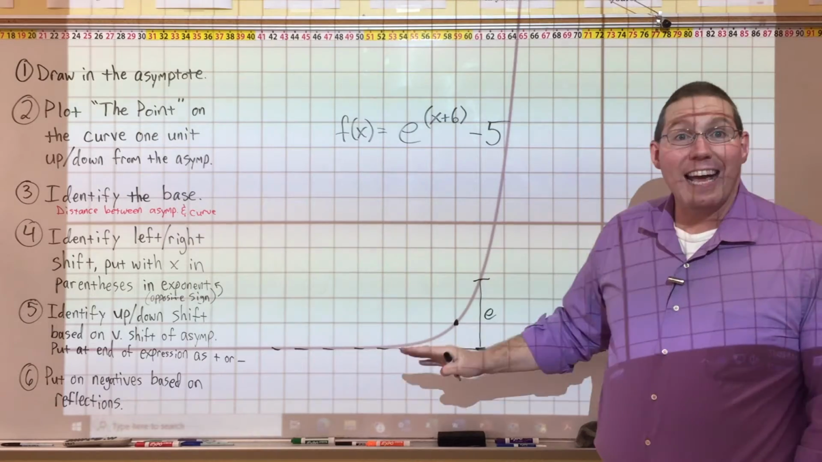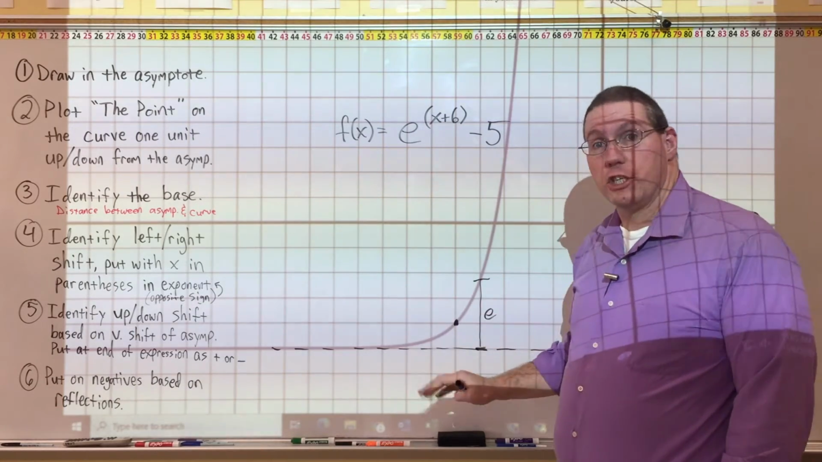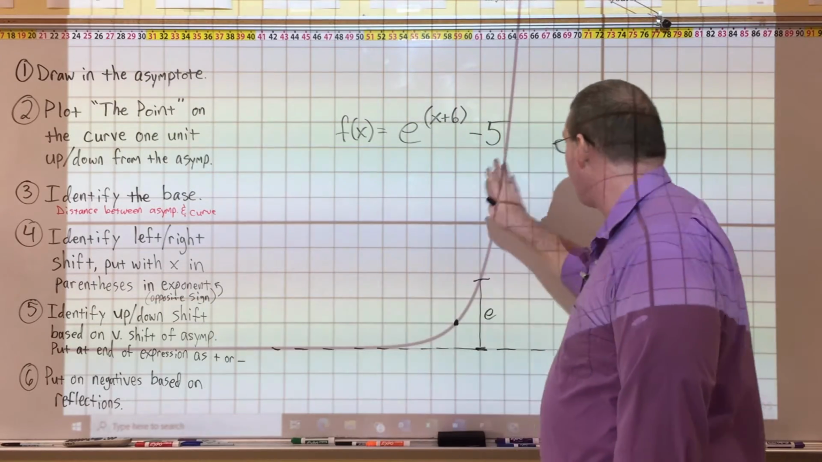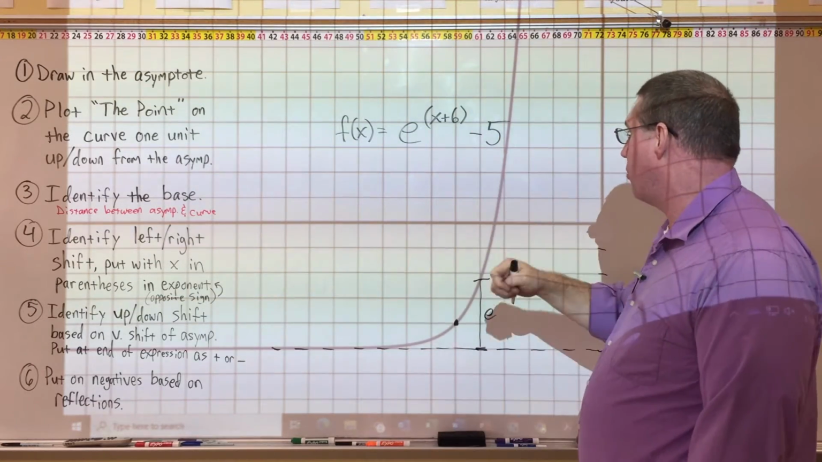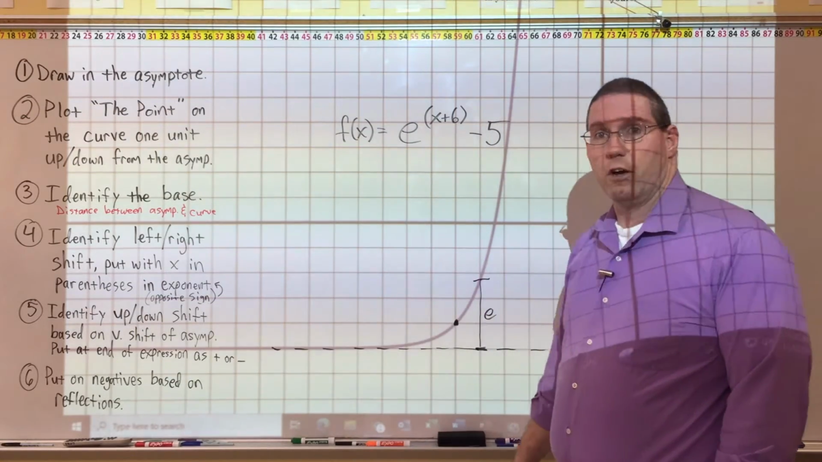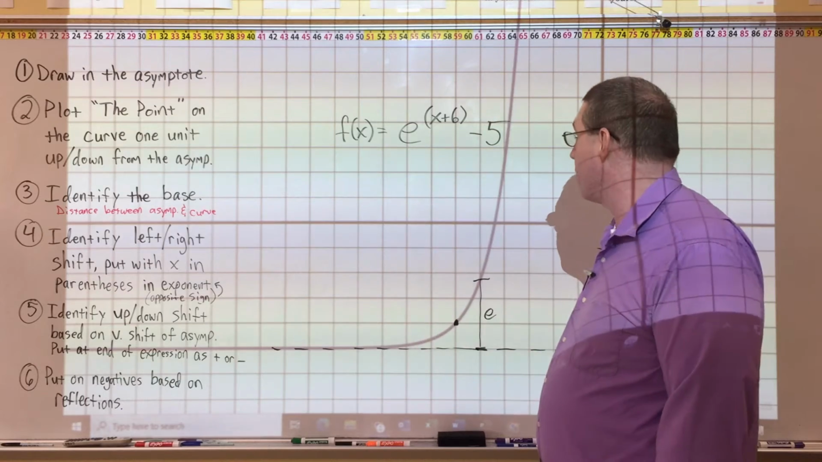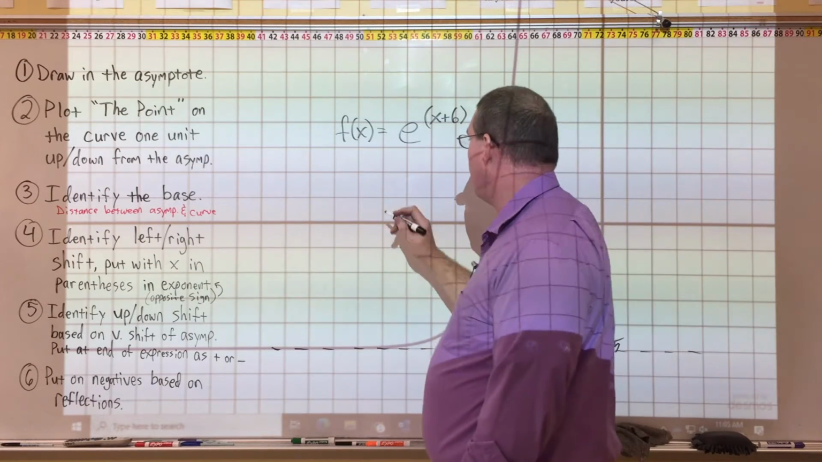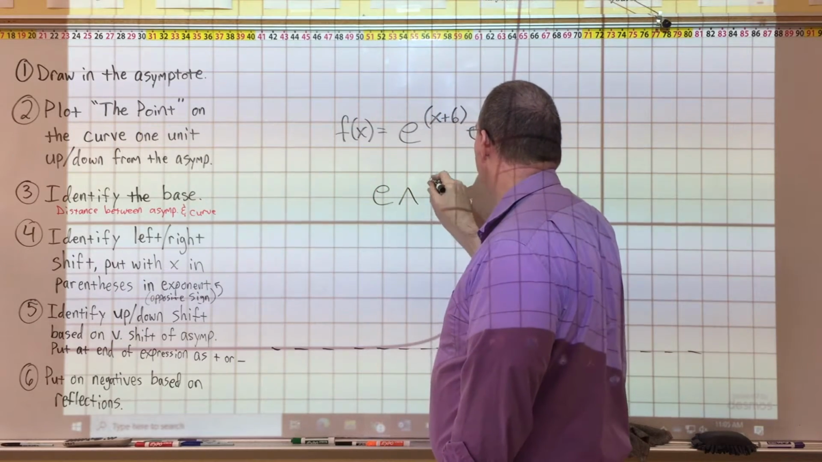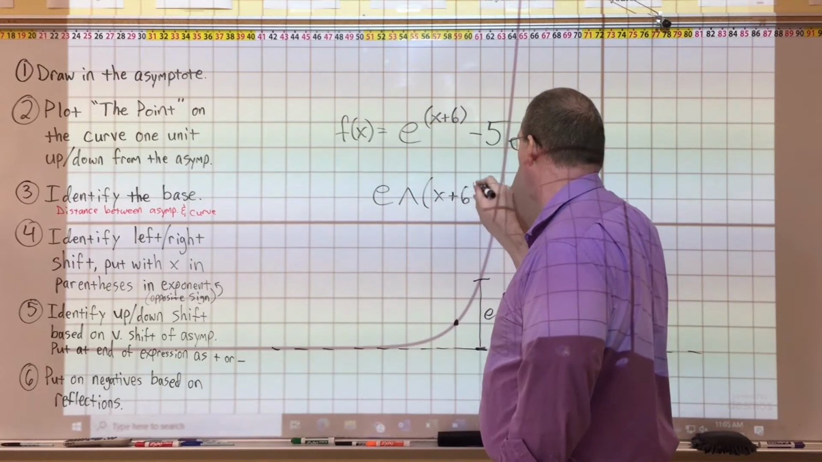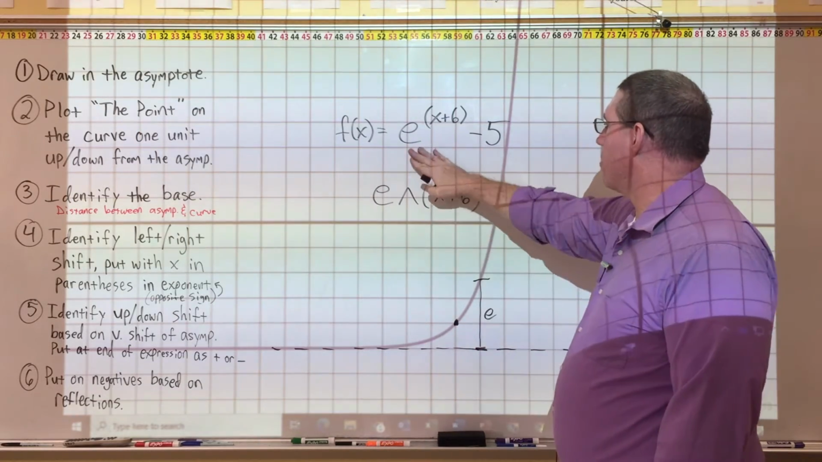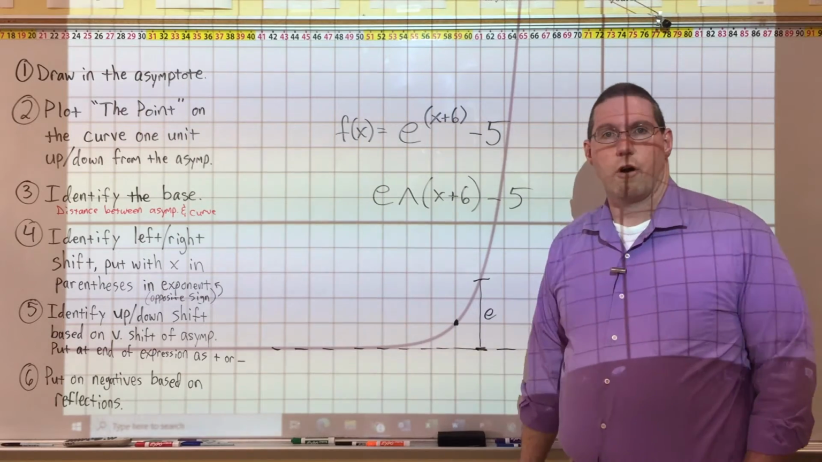Now, I need to put on negatives if there are any reflections of this curve. Well, this curve doesn't have any reflections. It's flat on the left, steep on the right, and it's above the asymptote. Therefore, this is the normal shape of the exponential function, and therefore we're not going to put any negatives on. And so if we were writing this in the box on the quiz, we would put e to the power of parenthesis x plus 6, close parenthesis, then -5. This is the equation of this curve, okay?